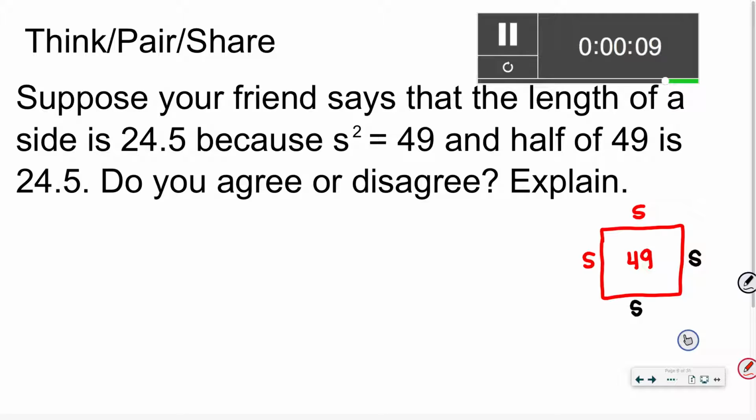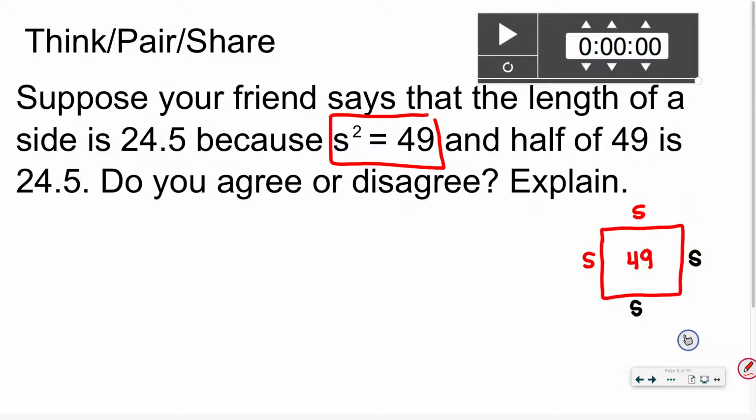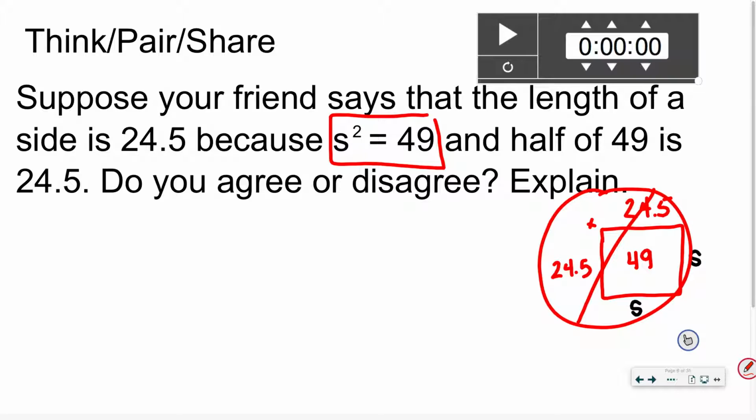You had my pencil. Okay, who wants to share what they came up with? If your friend said that, do we agree or disagree? Disagree. Okay, why do we disagree? If you square 24.5, you're not going to get 49. So if I thought that this was 24.5 and I went to prove it, does 24.5 times 24.5 equal 49? No, so that's a problem. Anybody else have further explanation to why they disagree?